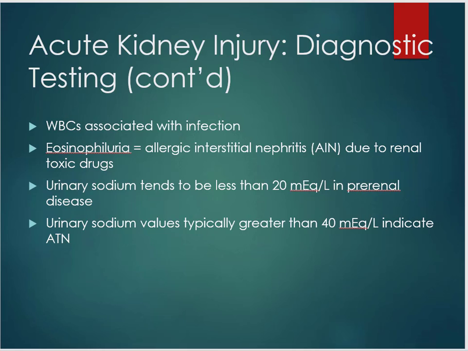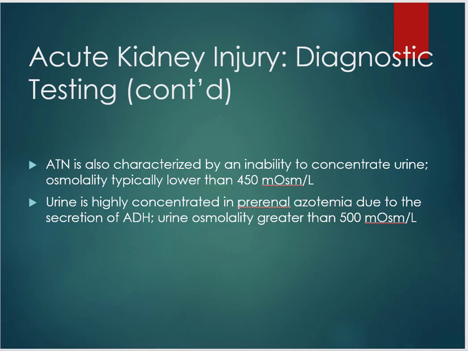If your urine sodium tends to be less than 20 milliequivalents per liter, it's considered a pre-renal disease. And then urinary sodium values can typically be greater than 40 milliequivalents per liter in intrarenal conditions. Also, in these conditions, there's an inability to concentrate urine, and then urine is more highly concentrated in the pre-renal phase due to the secretion of ADH, and urine osmolarity is typically greater than 500 milliosmoles per liter.